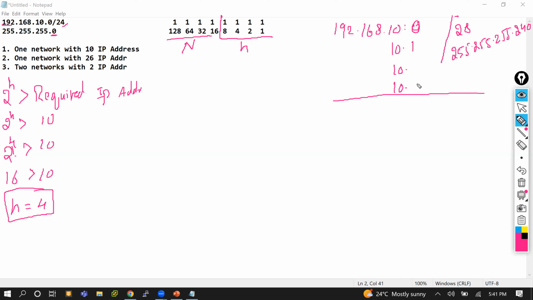Now what will be the last valid IP and the broadcast ID? 16 is what? 15, then 14. So this is the network ID, this is the broadcast ID, this is the first valid IP address, and this is the last valid IP address. So starting from 0 to 15 is how much? You are getting 16 IP addresses in this one, but your requirement is only 10. Got it? So that's how we can do it.